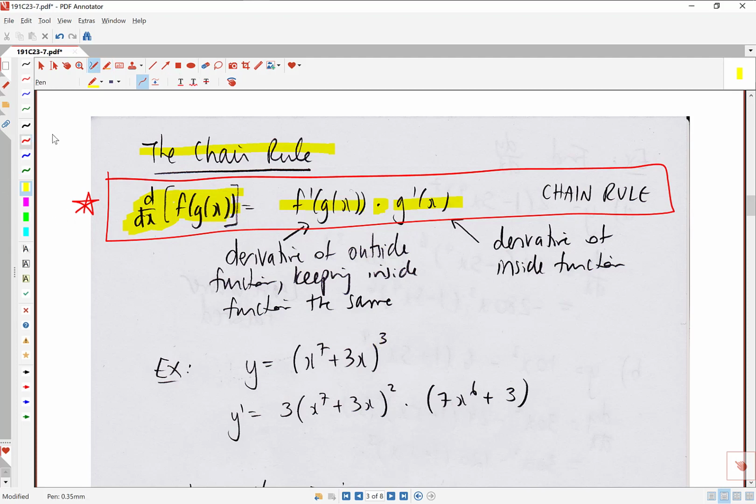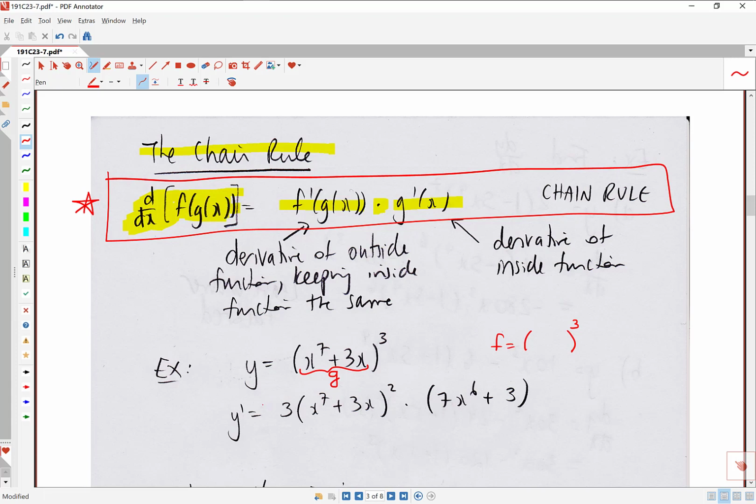All right, so let's say our function y looks like x to the 7 plus 3x all cubed. Okay, so the idea is we've got this inside function, x to the 7 plus 3x, that's what's acting as our function g. And then the function f is the function that cubes things. Okay, so think of f as looking like this. And what we've got is f of g, because we're taking the function g and what are we doing? We're applying f to it, we're cubing it.